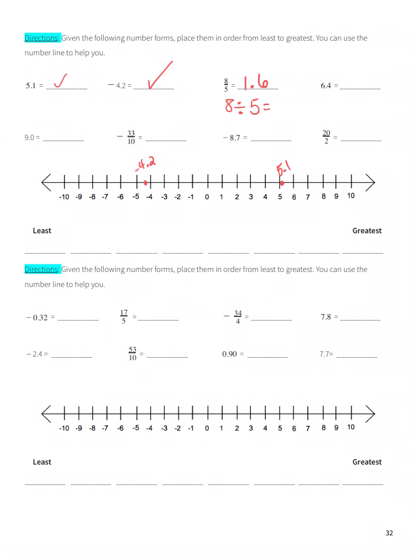I know that it's between the numbers 1 and 2, because when I'm looking at positives, this number determines the number farthest to the left. So it's between 1 and 2. And it's 6/10, so it's a little bit over halfway.